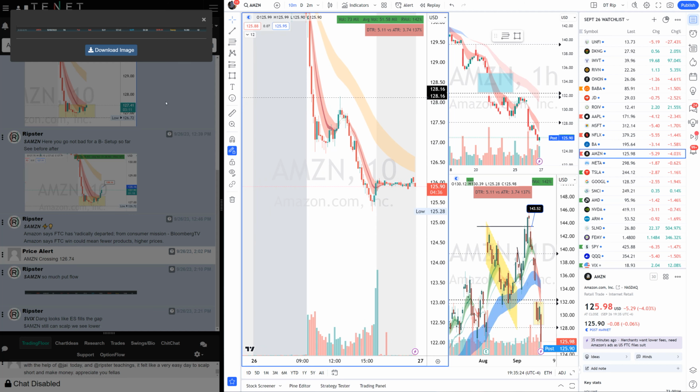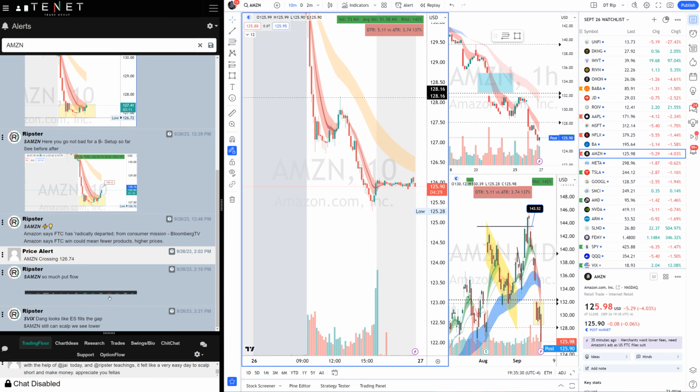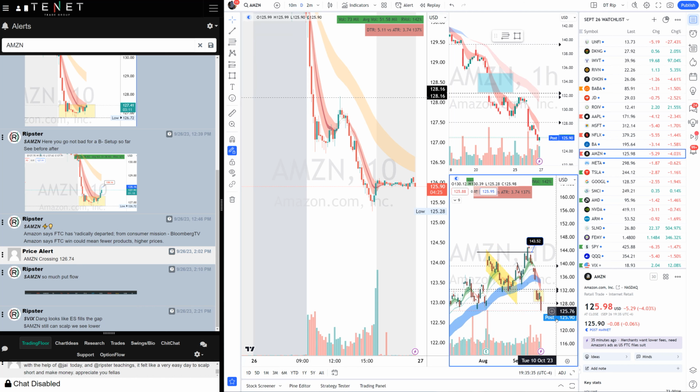And look at that, how Amazon faded. There was a big sweep of Amazon after that. So big winner on Amazon, all day short, guys, all day short. That's how you do it.